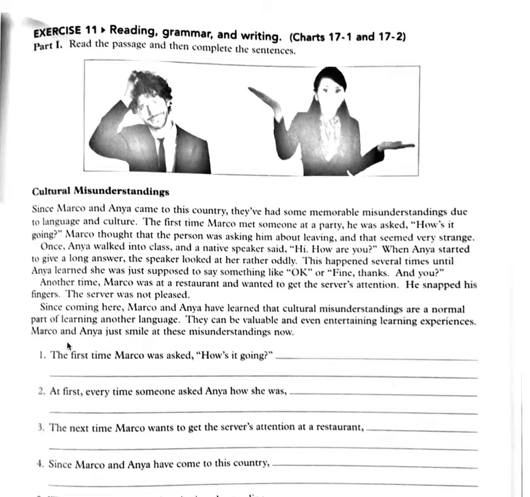So let's look at this reading. Since Marco and Anya came to this country, they've had some memorable misunderstandings due to language and culture. The first time Marco met someone at a party, he was asked, "How's it going?" Marco thought that the person was asking him about leaving, and that seemed very strange. Once, Anya walked into class and a native speaker said, "Hi, how are you?" When Anya started to give a long answer, the speaker looked at her rather oddly. This happened several times until Anya learned that she was just to say something like, "Okay," or "Fine, thanks, and you?"